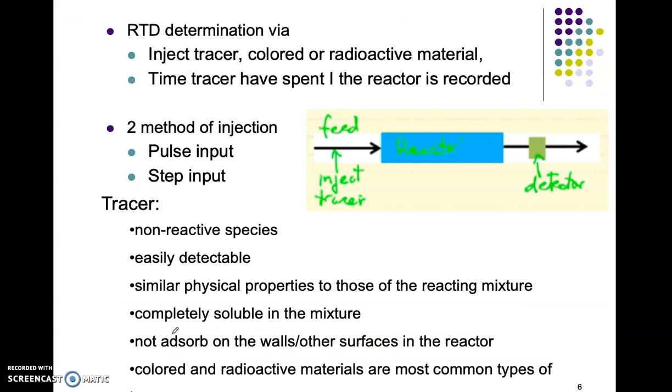So RTD will be determined via injecting a tracer and timing the tracer. The injected tracer is normally a colored or radioactive material. Later I will tell you what the characteristics of a good tracer are. The timed tracer will show you how long the tracer spent in the reactor, so it will be recorded.